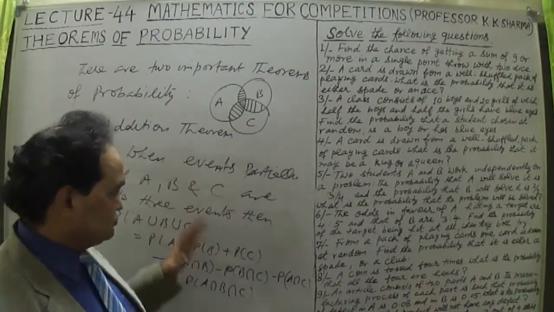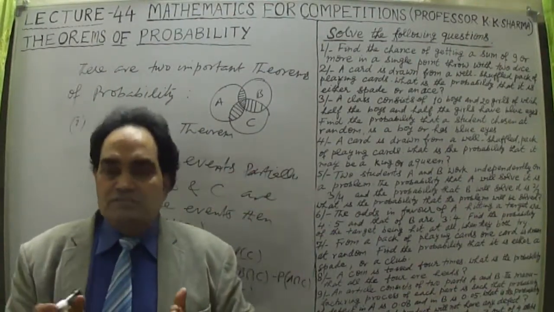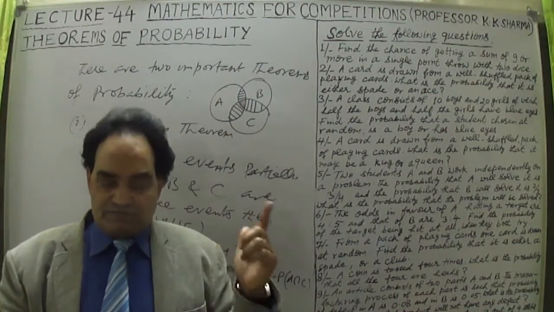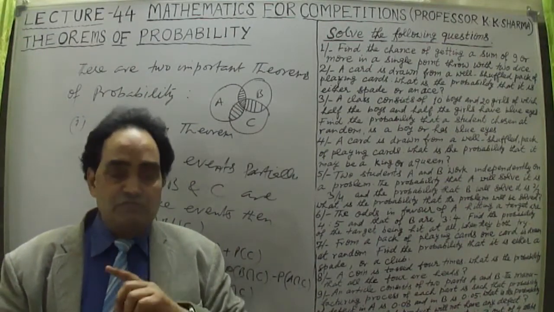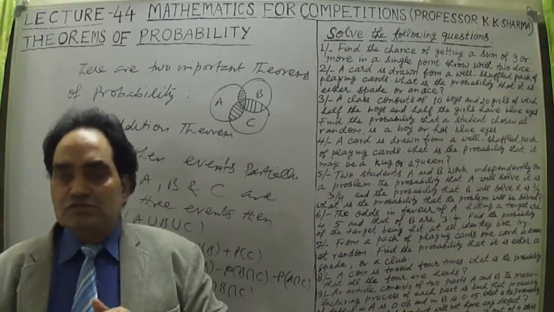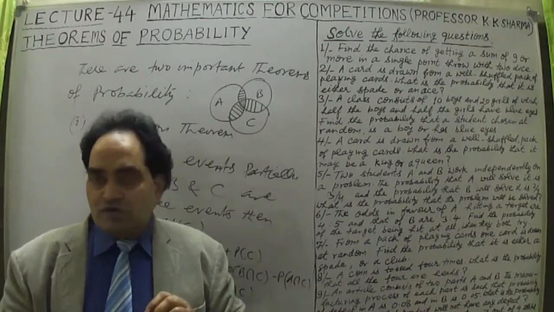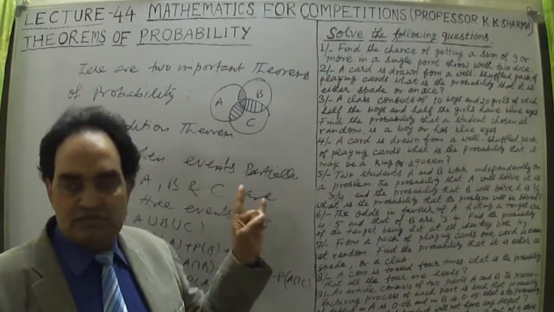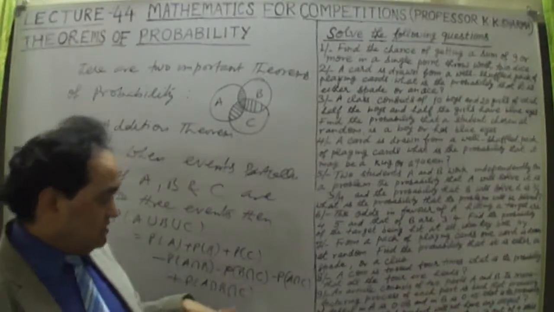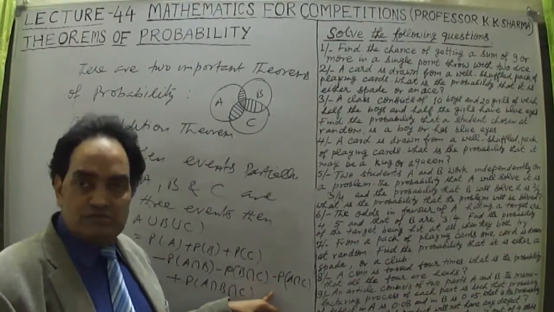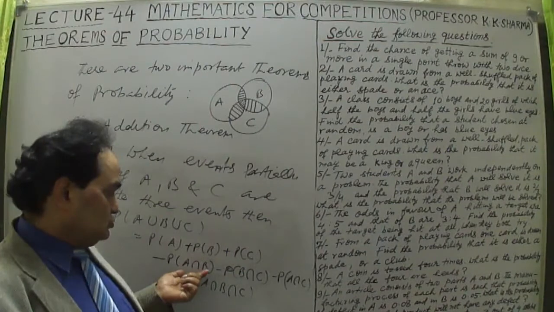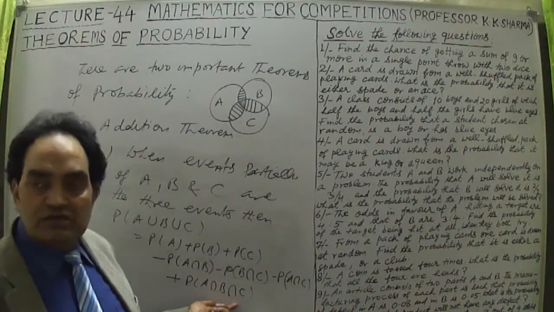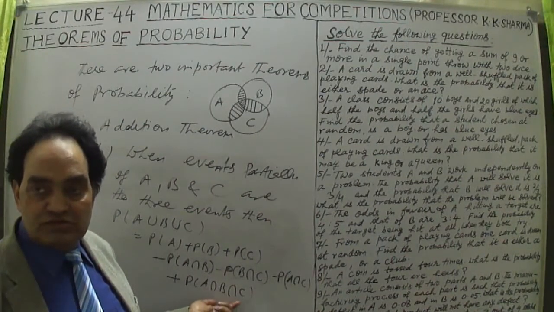So in these formulae, for mutually exclusive events, we have to add up the probability of the individual events, with no subtraction. But if the events are not mutually exclusive, that is, inclusive or partially overlapping, then their intersection is subtracted. In case of two events, the probability of A intersection B is subtracted. When three events are there, the pairwise intersections are subtracted, but the triple intersection of the three events is added up.